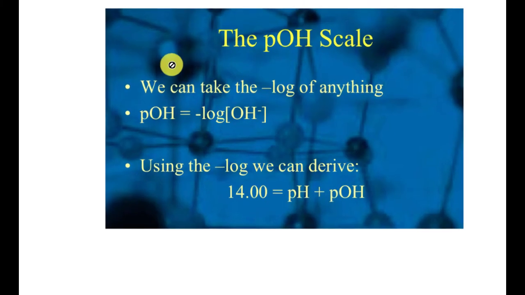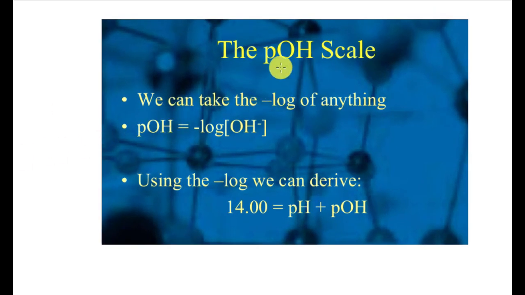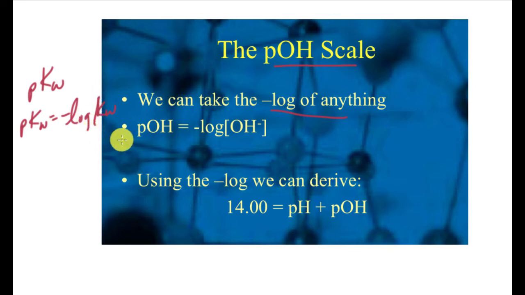So we have also another scale. We can take the negative log of just about anything we want. So we can have what's called a pOH scale. Just like we had a pH, we can have a pOH scale. We could also do a pKW, which would be the negative log of KW. We're going to see that in just a little bit.